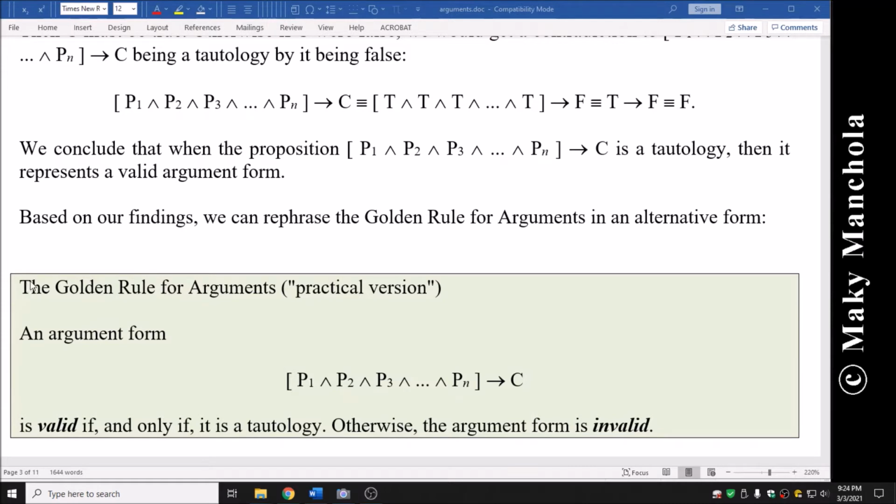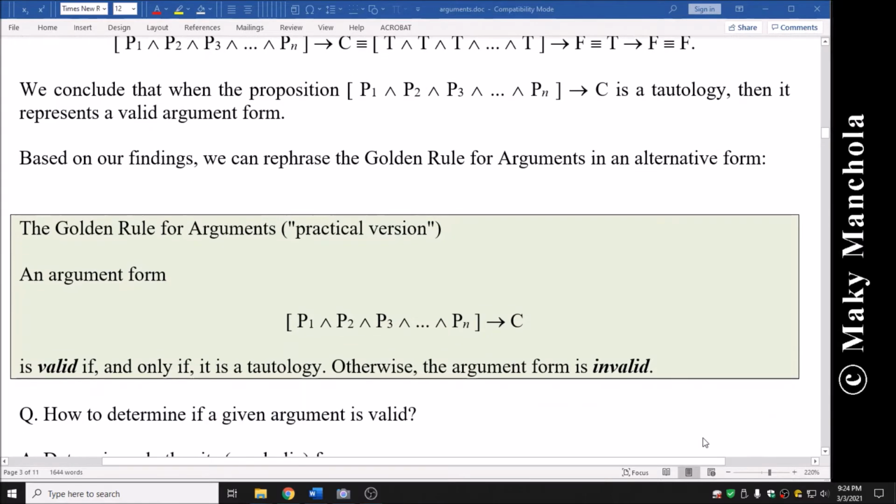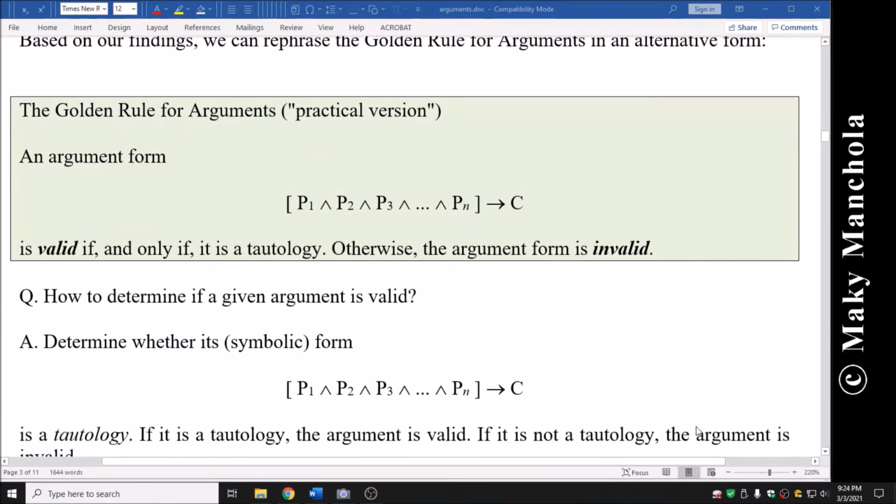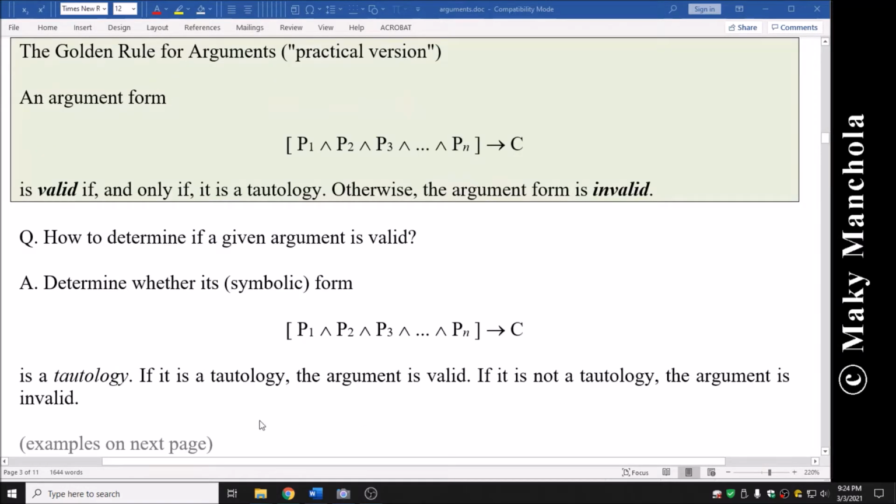This rule, the golden rule for arguments practical version, is what we're going to use to determine whether a given argument form is valid. So question, how to determine if a given argument is valid? Answer, determine whether its symbolic form, conjunction of the premises implies the conclusion, is a tautology. If it is a tautology, the argument is valid. If it is not a tautology, the argument is invalid.